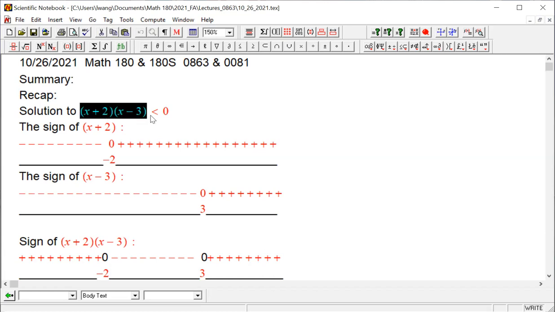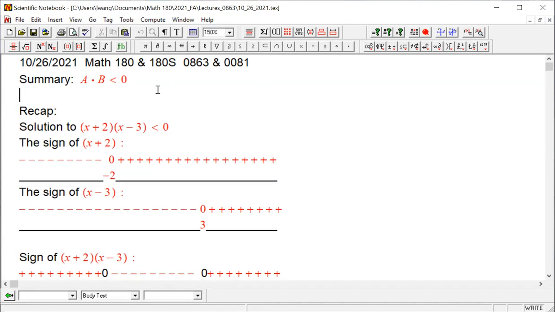The question we have here is in the form of A multiplied by B less than 0. So one side of the inequality is 0. This is very important because you cannot use this method if one side is 1 or anything other than 0. Look, principle number 5 and number 6. Do you guys know what I'm talking about?